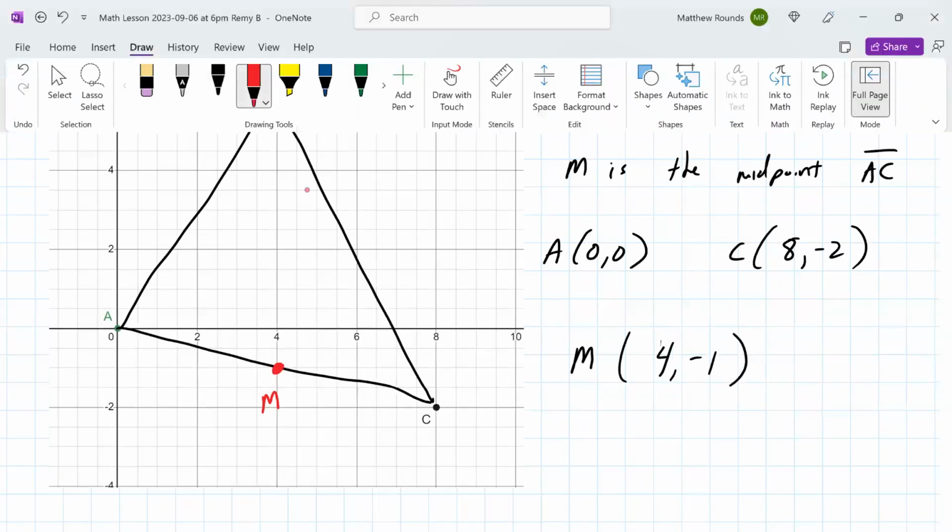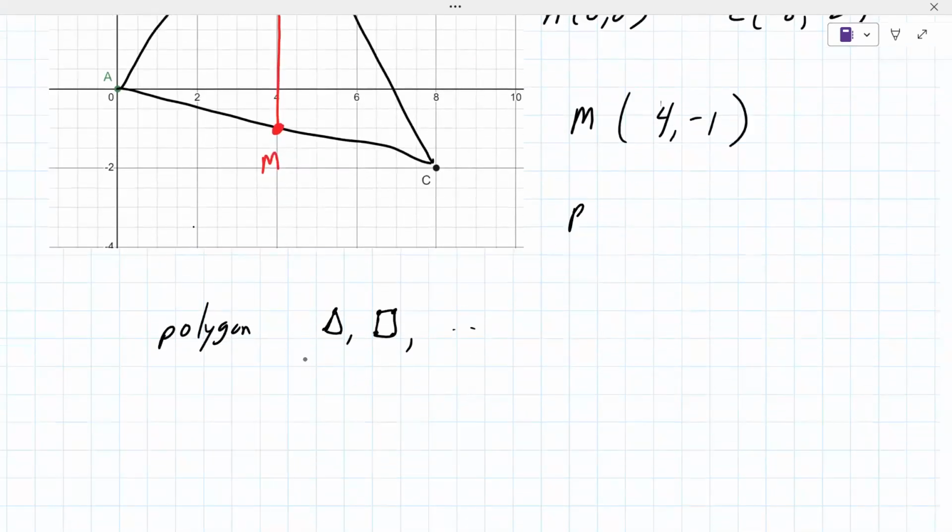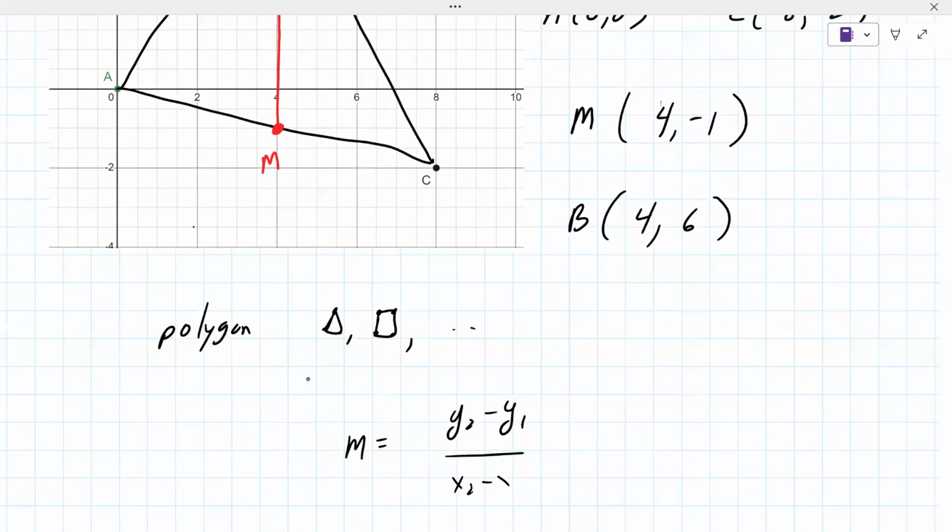So there's a line that goes from B to M like that. Okay. And it's good to draw it just so you get kind of an idea here. Now, this is a little bit of an exception because this is a vertical line. Now we're going to confirm that by calculating the slope. We're going to calculate the slope from B to M, and we're going to see that there's a problem. So B has ordered pair 4, 6. M is 4, -1. The slope formula is y2 minus y1 over x2 minus x1.